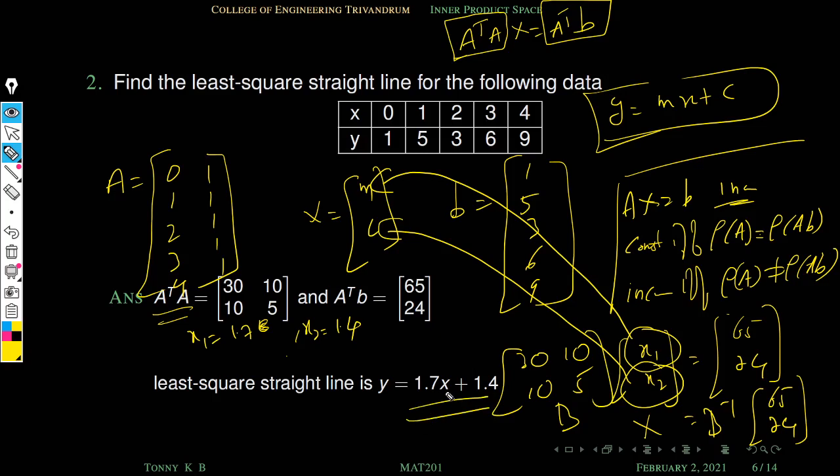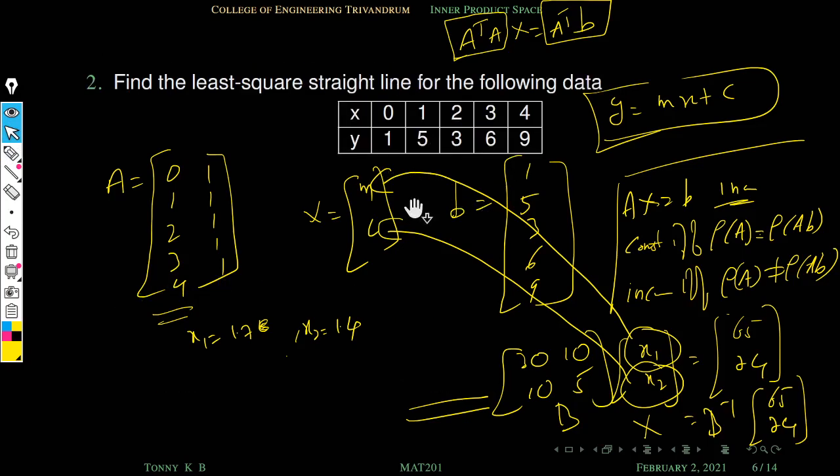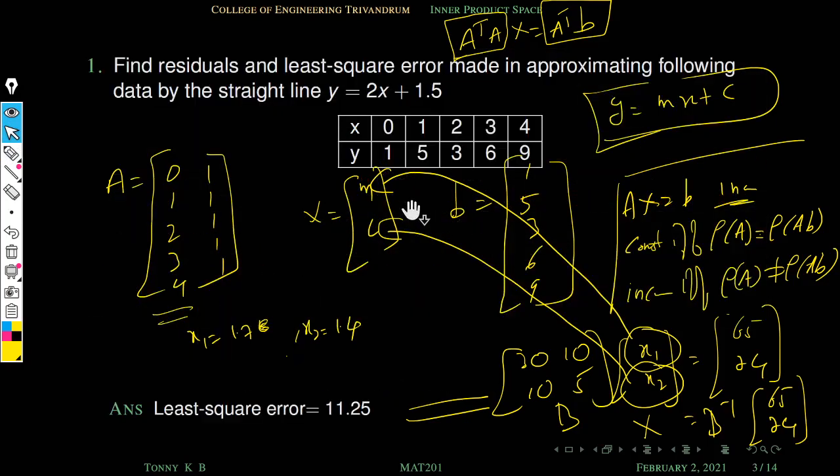Okay, so this will have the least square error. We saw a problem a little while ago: what is the least square error corresponding to it? Actually the data points are the same, 0 1, 2 3, 4 1, 5 1, 5 3, 6 9, the same data points, but there we considered the straight line 2x plus 1.5. Now we showed that y is equal to 1.7x plus 1.4 is the best straight line, that means this straight line minimizes the least square error. What was the least square error we saw earlier?